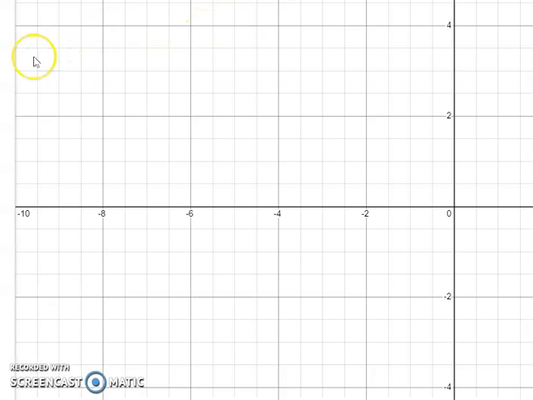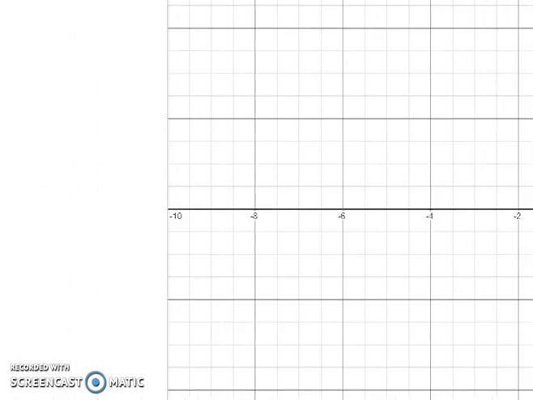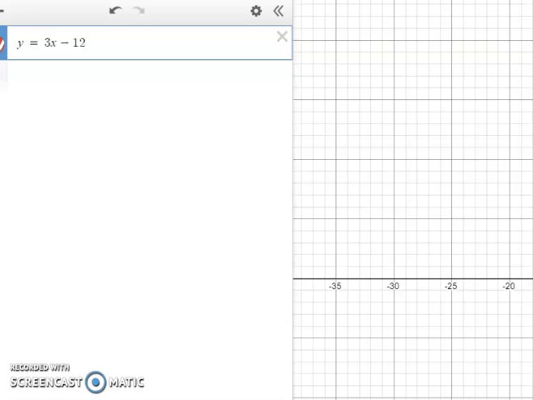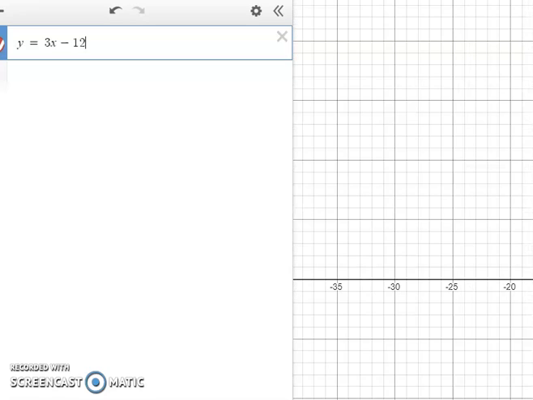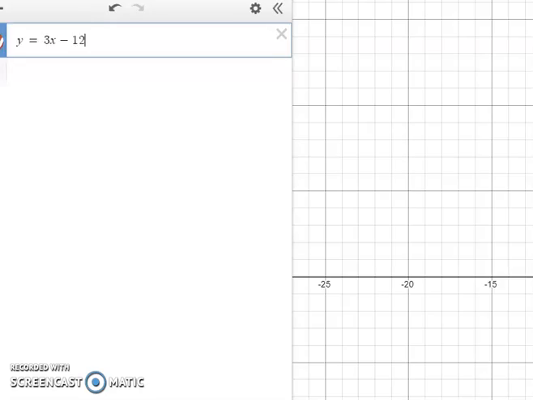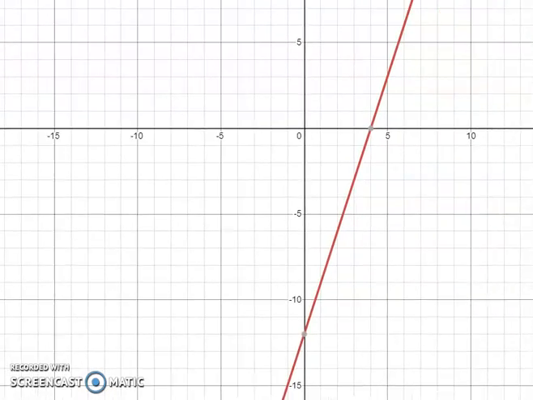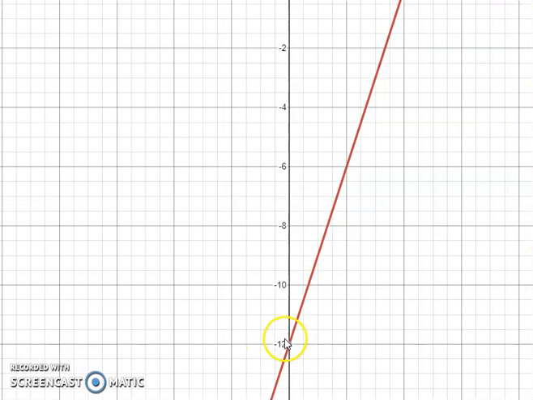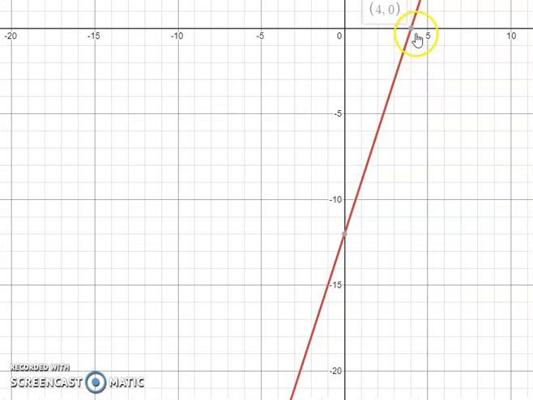Another way to do it is to get a calculator. Here I am on the Desmos calculator. I'm going to type in y equals 3x minus 12. When I type this in, I'm going to move this video screen. I now have y equals 3x minus 12. It has a y-intercept at negative 12 right here, and it has an x-intercept at 4. That's the other way to do it.